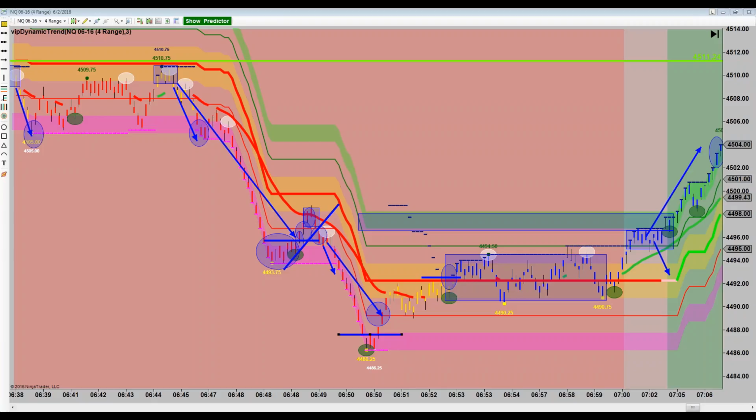Where might it come to for us to get long? You said you wanted to buy it. Where might it come to? The peak of the move is 0450.